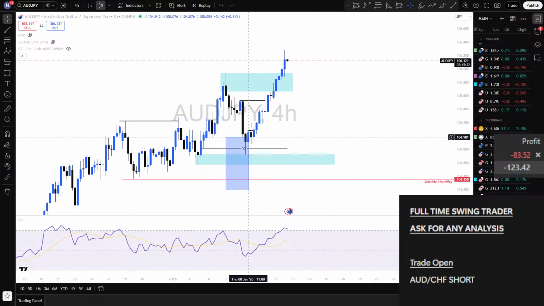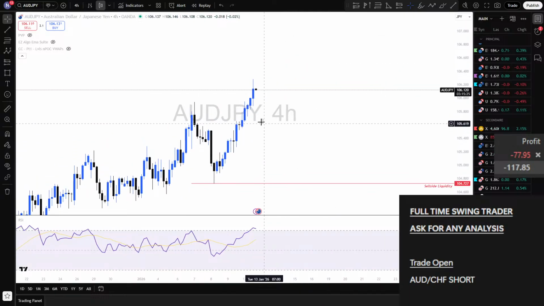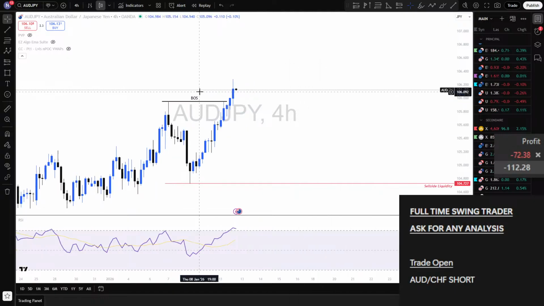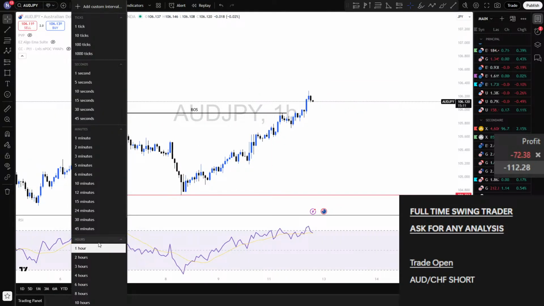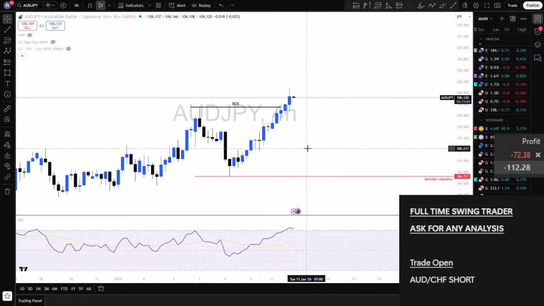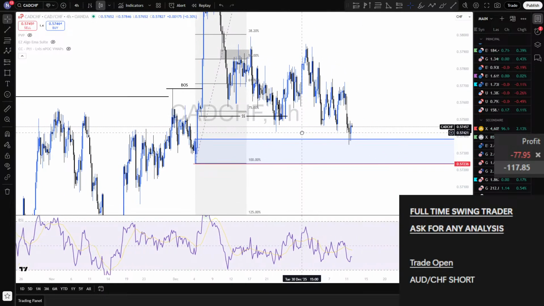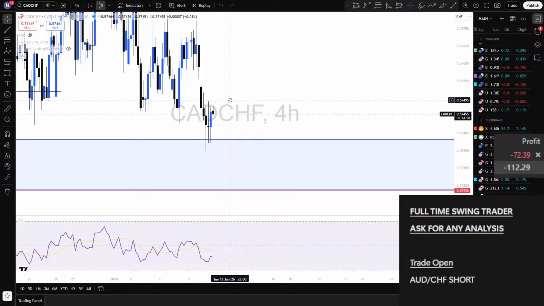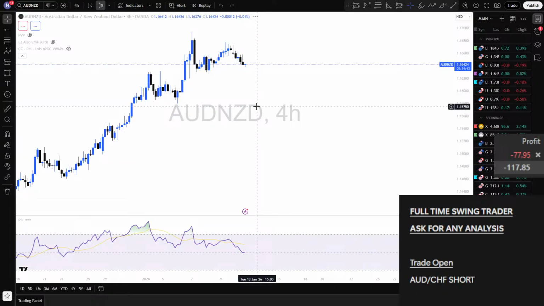AUD JPY, like every pair against JPY, I need to update this. Market structure in 4 hour is like this now. And we'll see. So basically, every asset against JPY, there's nothing to do. Just new highs everywhere. CAD CHF finally is coming on this last unfilled POI, but nothing to do. The turning point is way too high now, but we'll see later.